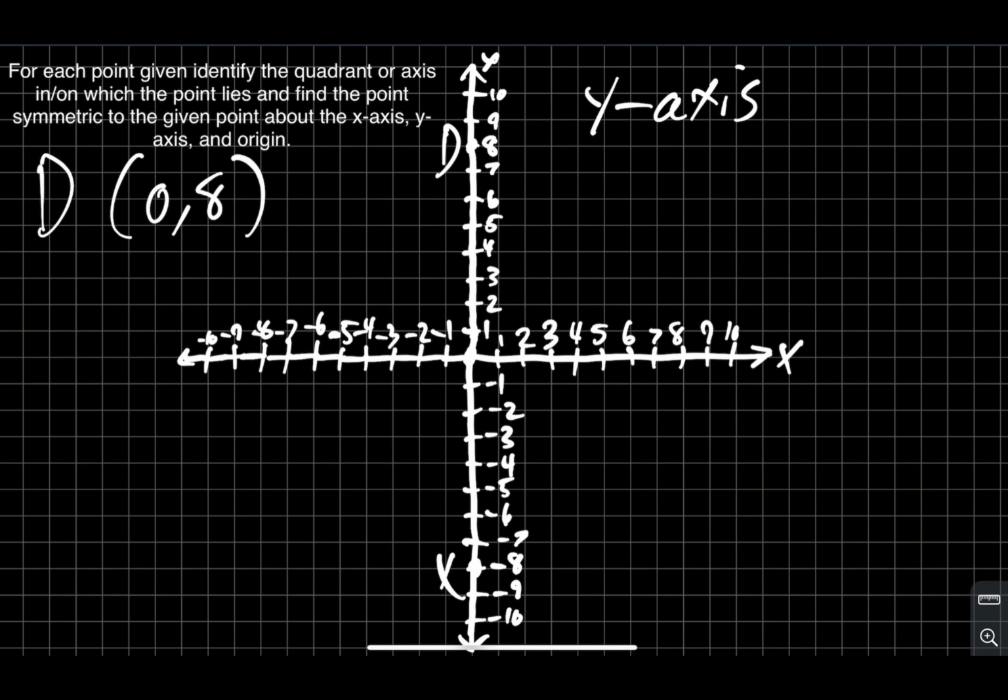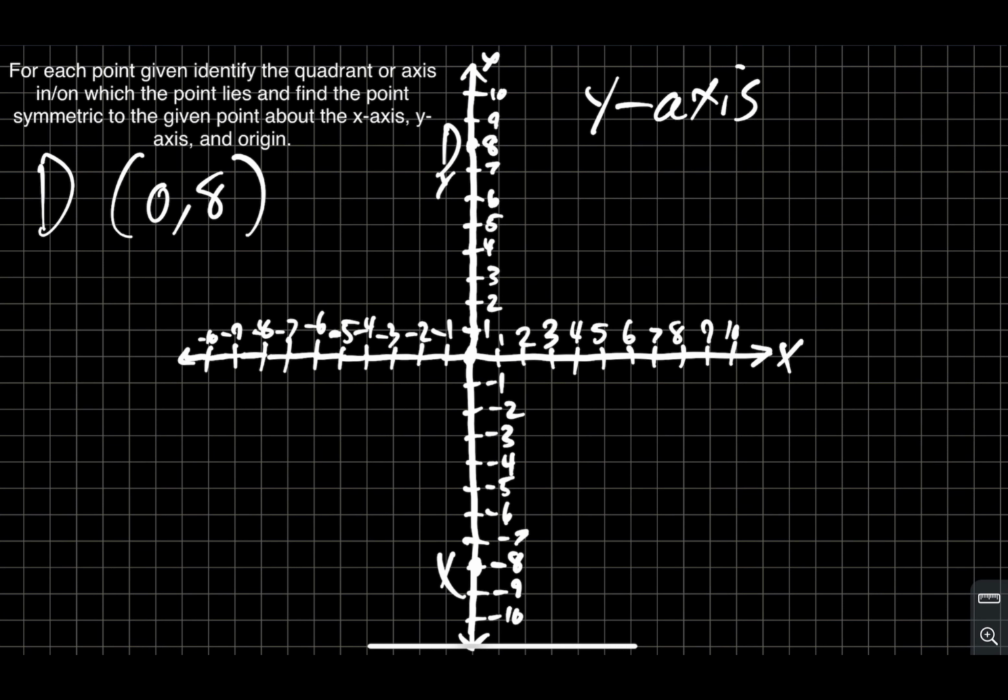So if we want to find a point symmetric to point D about the y-axis, we need to change the x value. So we're going to call that point Y, the point symmetric to D about the y-axis. Notice that 0 doesn't have a sign, so you can't change the sign of 0. So it's just going to be 0, and then the y value remains the same, which is 8. So notice that it's going to be the exact same point. So it's going to be point D, and I guess we can label Y with D, even though they're the same exact point.